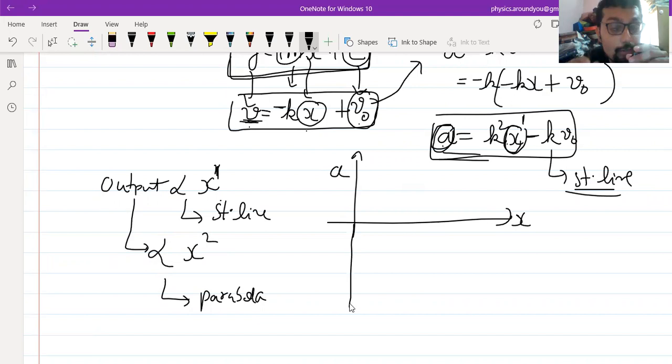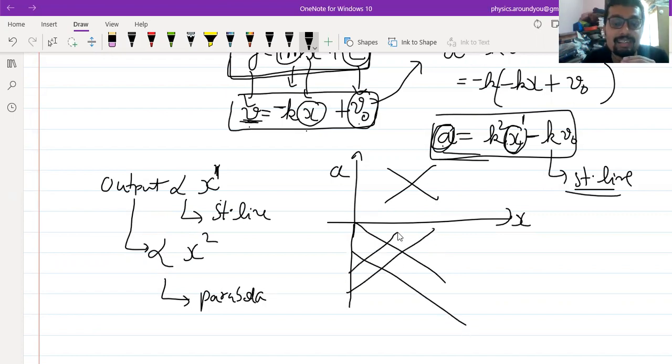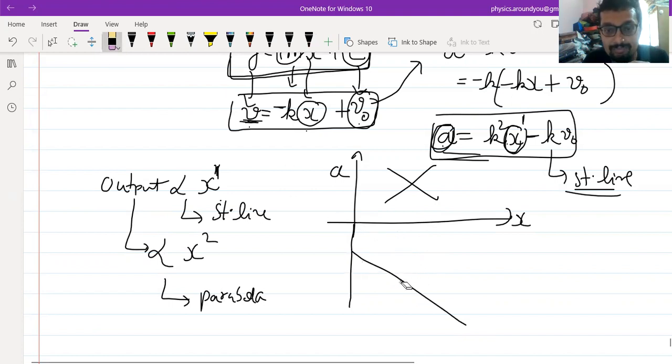Straight line. And in which quadrant is the straight line? Fourth one. Here. How will the line look? The line can look like this. The line can look like this. The line can look like this. So many things can go here. So how will the line look?